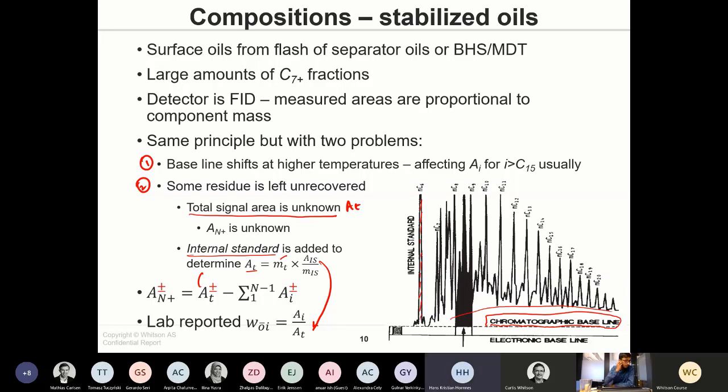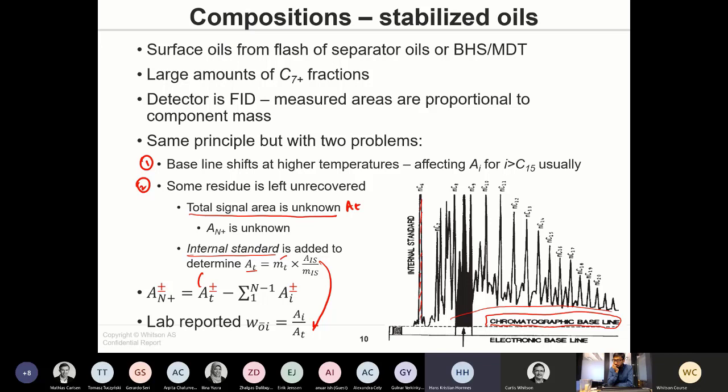Yeah, Hans? Just a small comment on the baseline shift. Normally, laboratories run what they call a blank run. It means it's a run without adding any samples at all, just to see the shift of the baseline. And then we subtract the baseline, to try to compensate for this baseline shift.